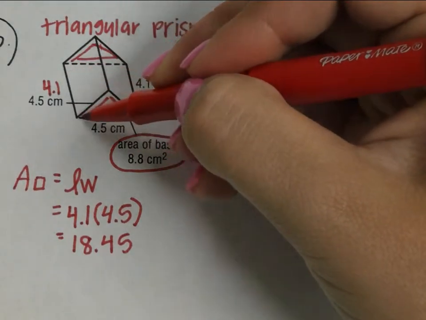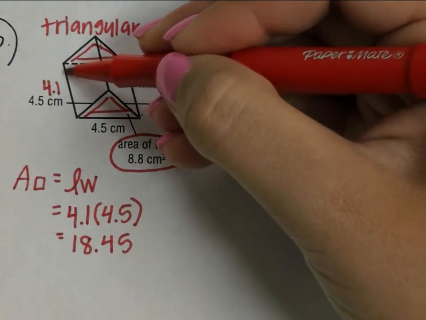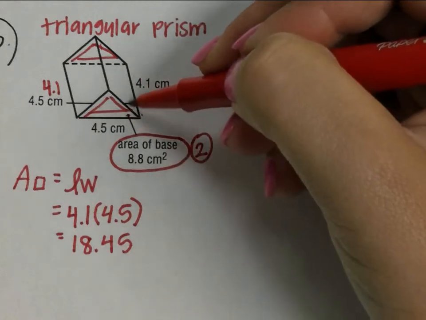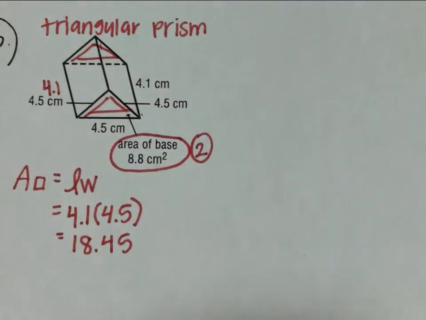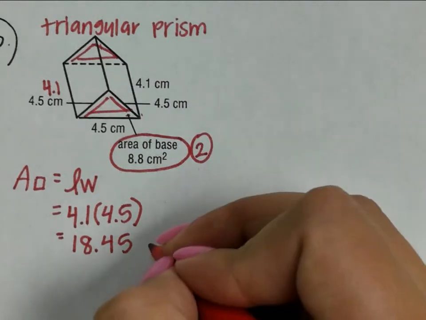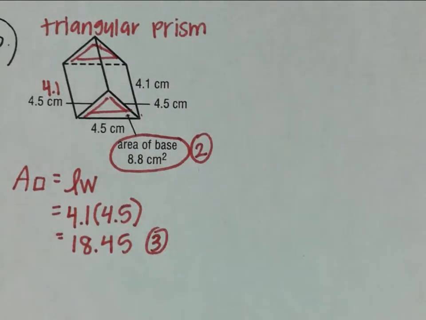All right, what about this bottom one? It's 4.5 and 4.1 as well, right? So in this case, all 3 of those rectangles were the same dimensions. So I'm going to put a little 3 right there.